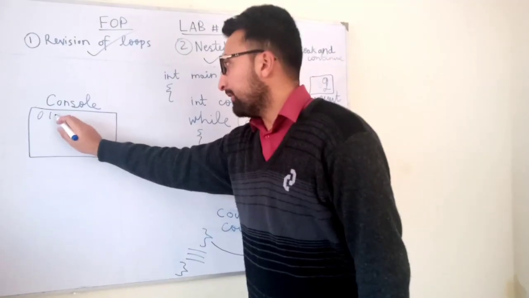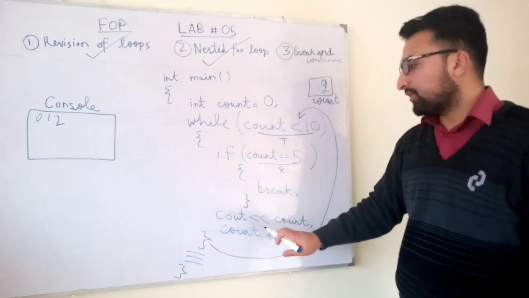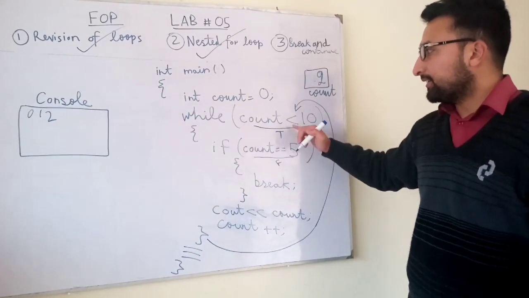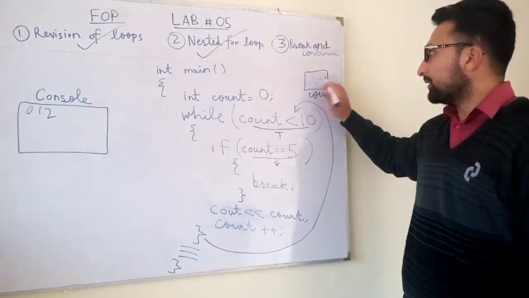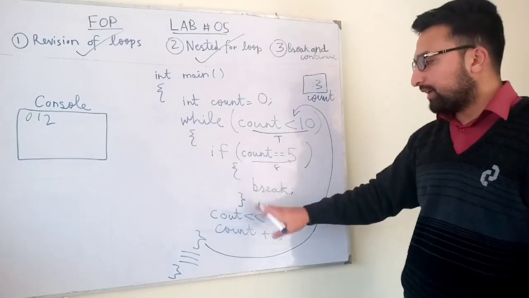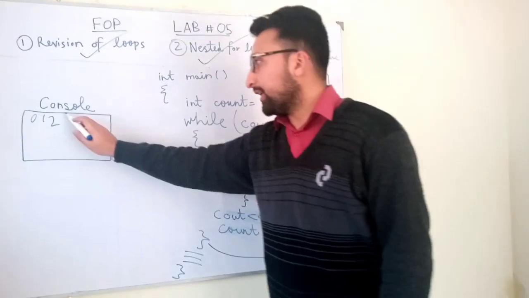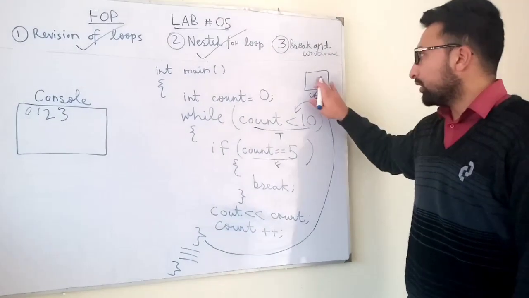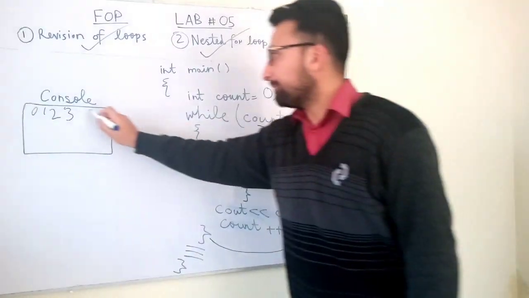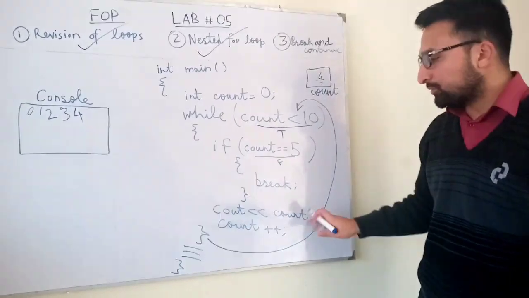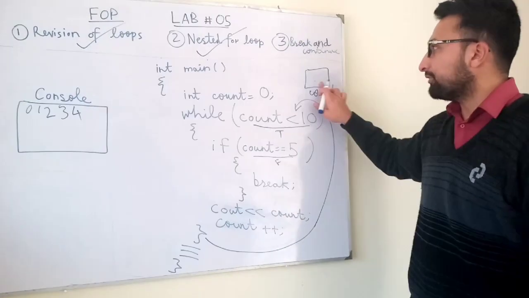It will again skip this, print 2, go back, and count plus plus. Count will now become 3. 3 is less than 10, true. Count is not equal to 5, skipped. Count 3 will get printed. Count will become 4 now. 4 will get printed. Now when it goes back, count will hold the value 5.